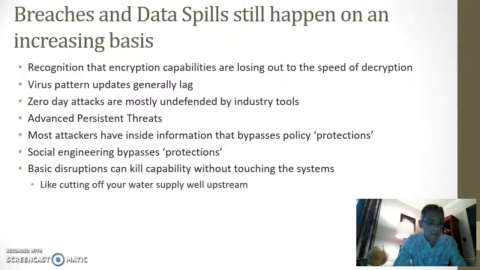Because they're going to be targeting you, they're going to use a lot of different means. They're using that human to come around the network protections and get bypasses into that. Social engineering is one way to do that. And then a lot of times, just basic disruptions can kill capability without even touching the systems.